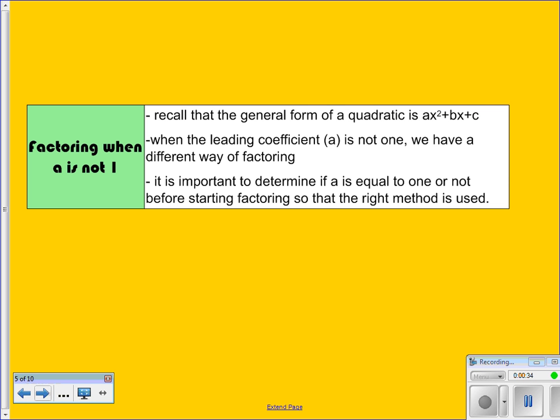So what do we do when we're factoring when A is equal to 1? Well, remember that general form of a quadratic is ax squared plus bx plus c. So when that leading coefficient, or that A, is not equal to 1, we have a different way of factoring than when it is. So it's important to remember which way is which before you start factoring, so you make sure you use the correct method. So really check yourself. Is A equal to 1 or is A not equal to 1? That's something you need to make sure before you move on.